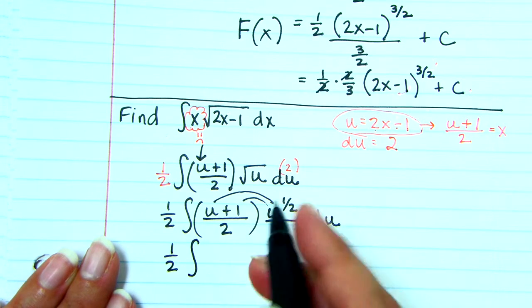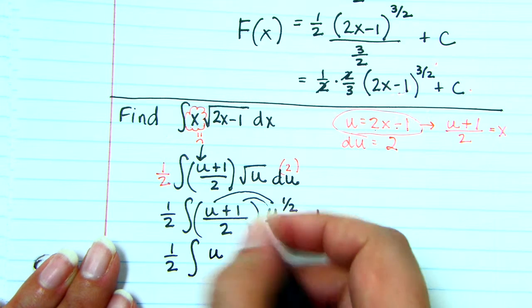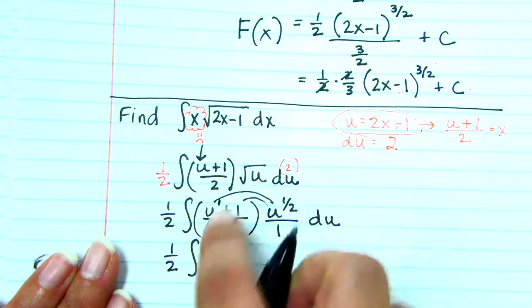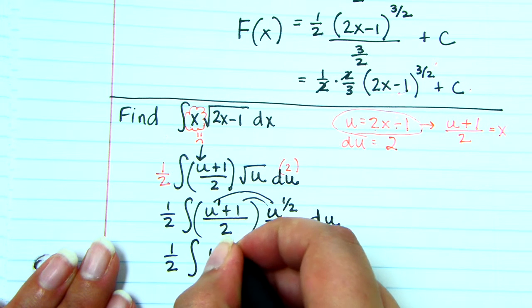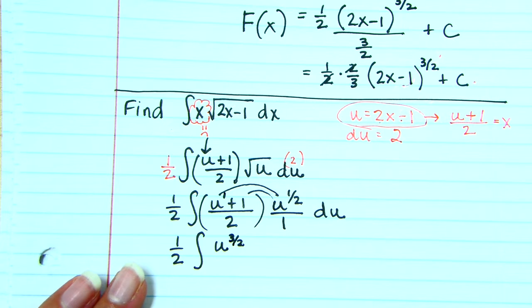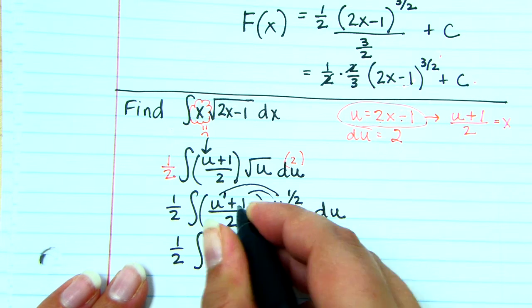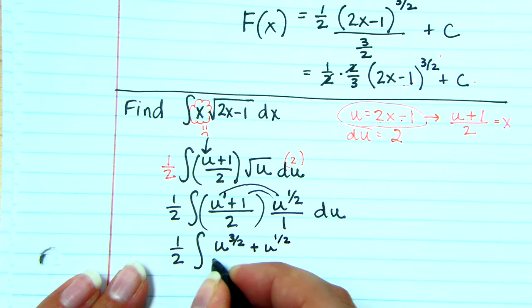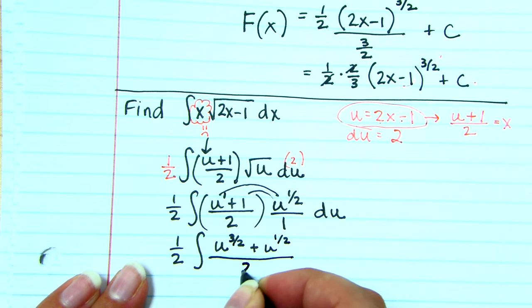u to the 1/2 times u gives you u to the, it's like you're adding 1. So when you multiply, you add exponents. There we go, 3 over 2. Plus 1 times u to the 1/2 is u to the 1/2. All over, technically 2.